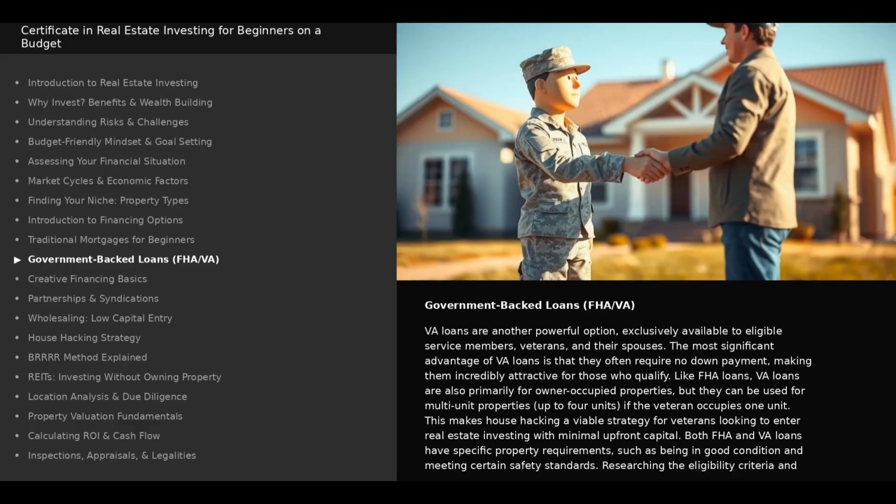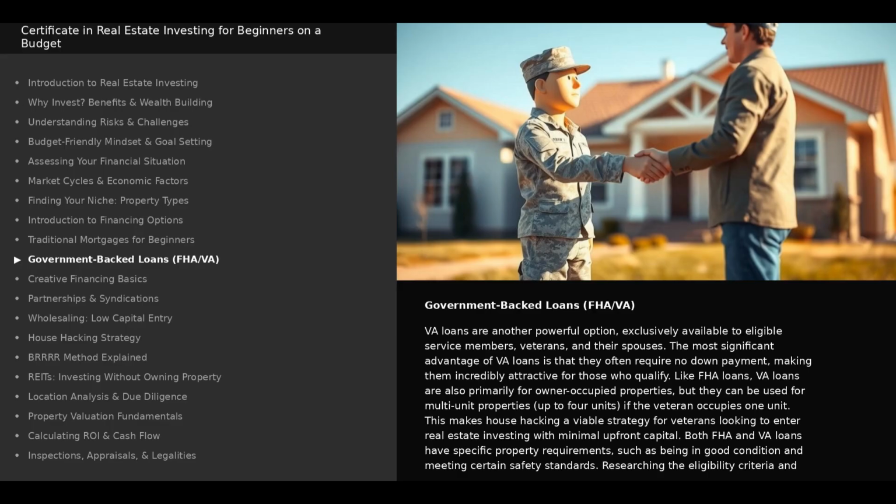VA loans are another powerful option, exclusively available to eligible service members, veterans, and their spouses. The most significant advantage of VA loans is that they often require no down payment, making them incredibly attractive for those who qualify. Like FHA loans, VA loans are also primarily for owner-occupied properties, but they can be used for multi-unit properties, up to 4 units, if the veteran occupies 1 unit. This makes house hacking a viable strategy for veterans looking to enter real estate investing with minimal upfront capital.